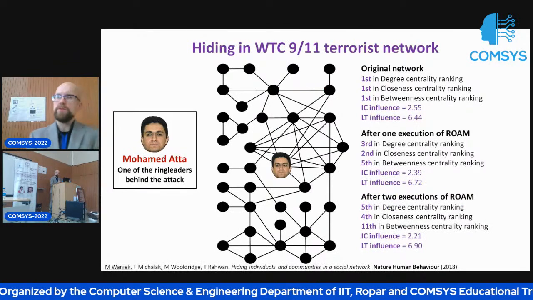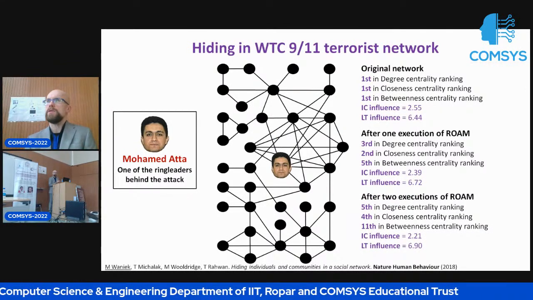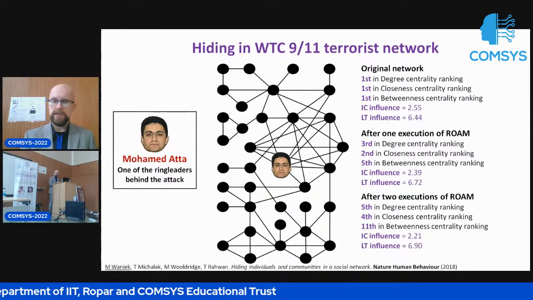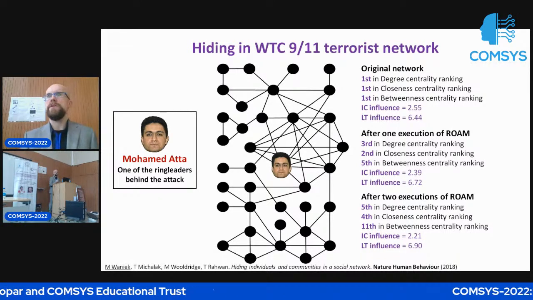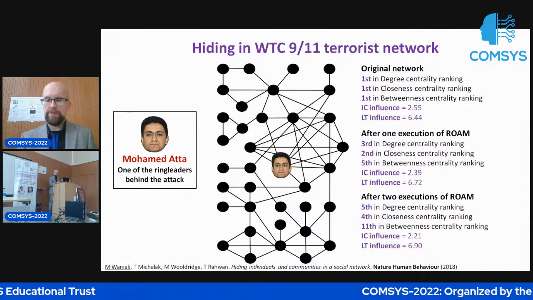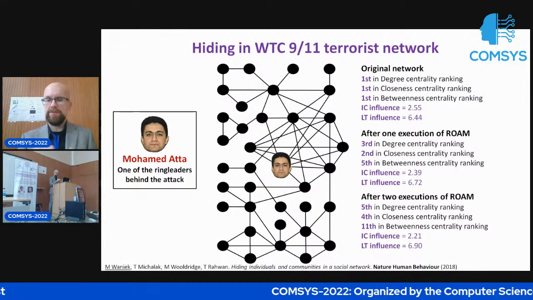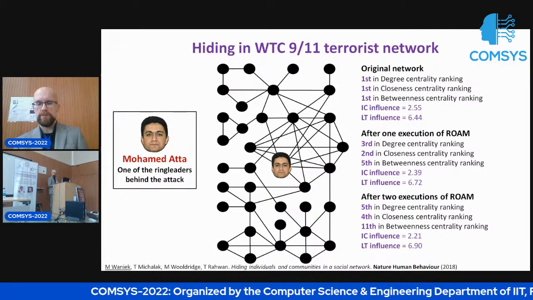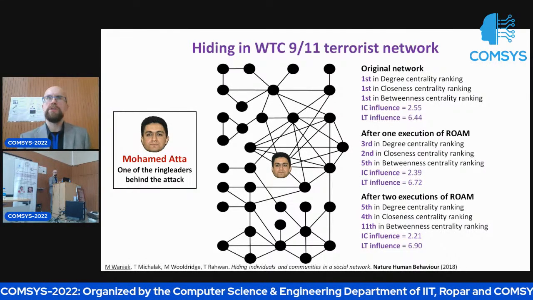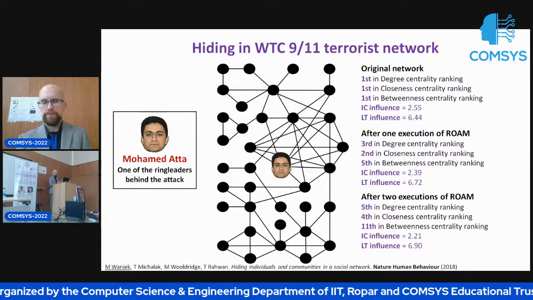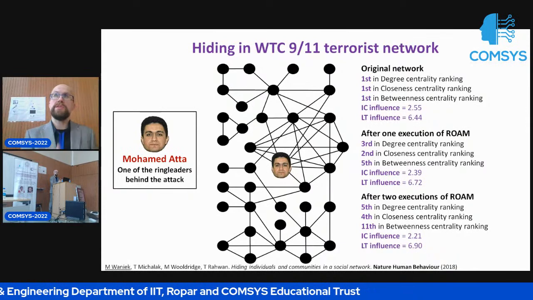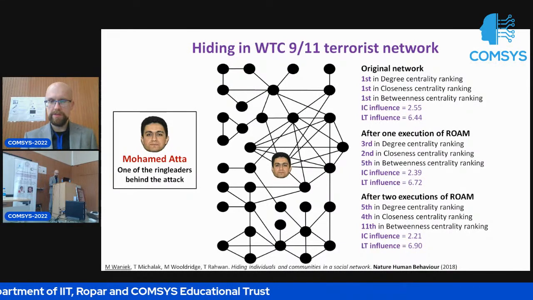And we can see that after modifying just six edges in this network, so after removing two and adding four edges, Atta is now fifth, fourth, and 11th in the three centrality rankings. However, he remained at about the same level of influence. According to independent cascade, he lost some of the influence over this network. However, according to linear threshold, he even gained some influence. So this shows that our heuristic is at least a little bit successful, at least on this particular example.